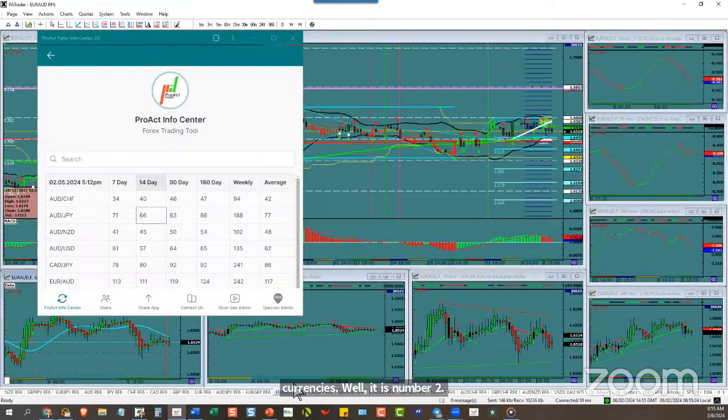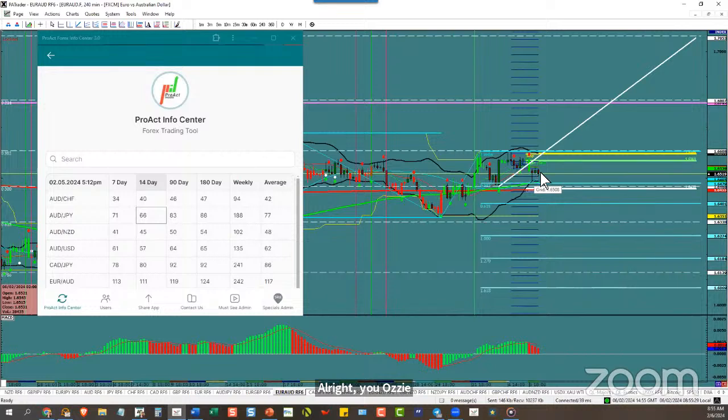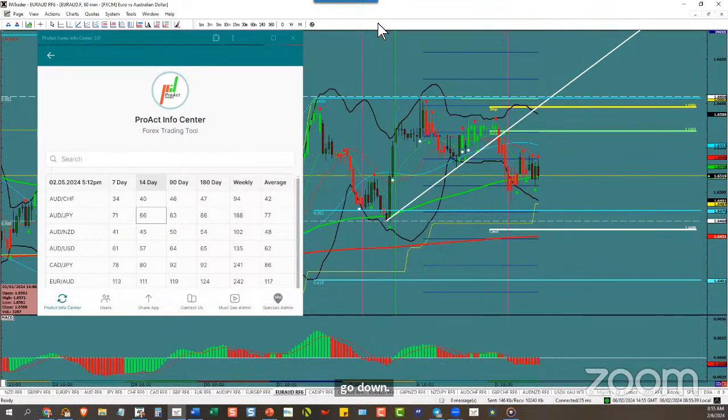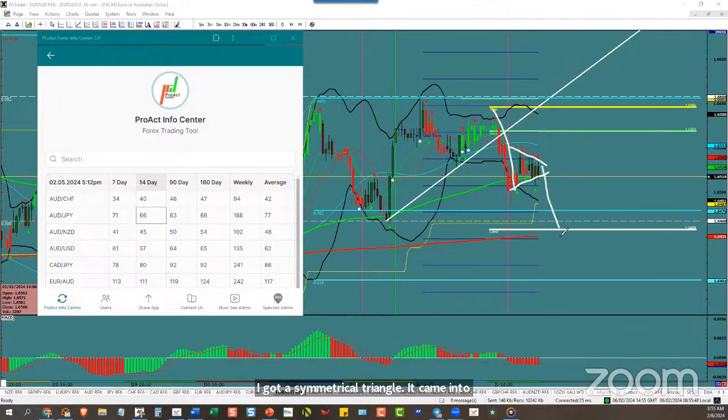All right, Euro Aussie. Euro Aussie broke through here last night as we anticipated, but never went anywhere. You can see MACD's telling you, yeah, we're trying to go down. Let's go down to a 60-minute chart. And now you see down here, we got a pennant, or actually a symmetrical triangle. Now it came into that like that, which means we're coming out of here like that. So this target is the same for the symmetrical triangle.